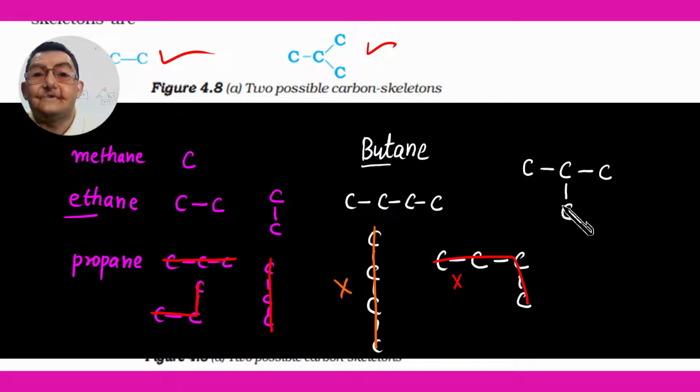If you go straight, you lose this carbon. If you go down, you lose this carbon, right? So in this, there are 3 carbons like this. So this structure is completely different from this structure. This is what the textbook is saying.